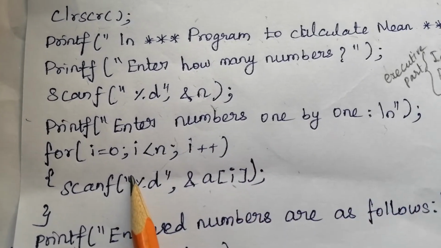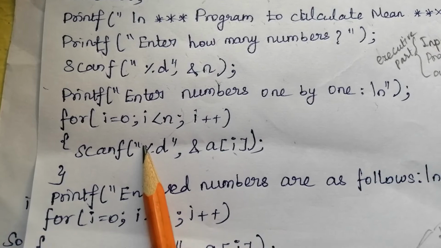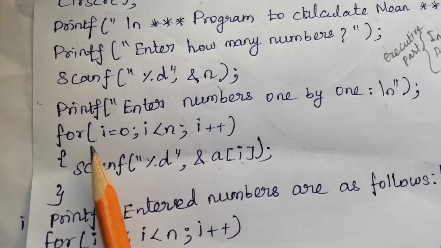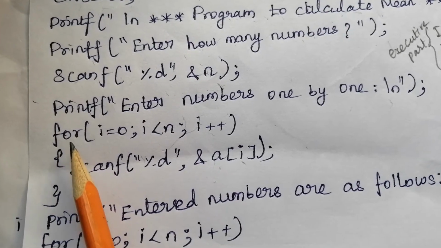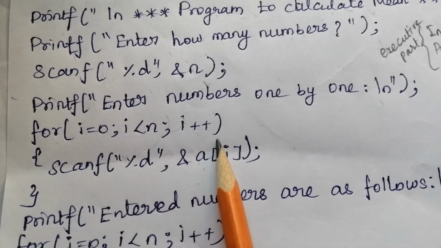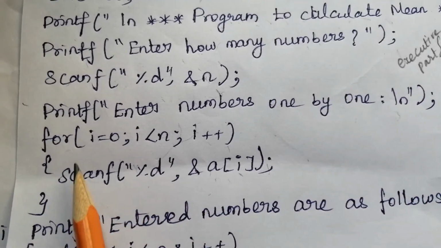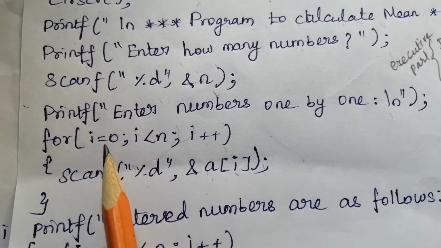For that I am using a for loop because I am going to read a collection of numbers, so I have used an array variable here. I have used the loop: for i equal to 0, i less than n, i plus plus, %d, ampersand a of i. With the help of this statement you can read the numbers one by one.